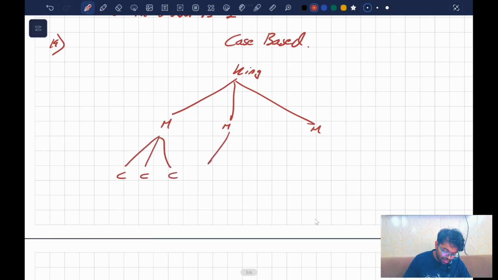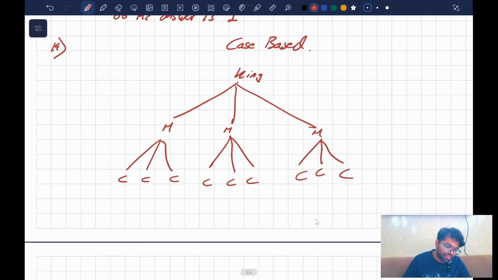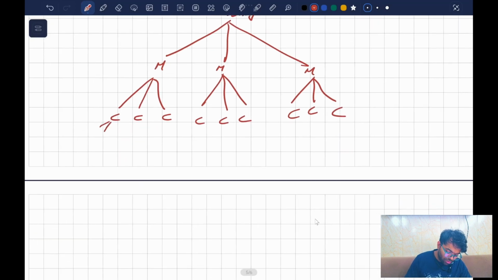Chest, chest, chest, chest, chest, chest, chest, chest, chest. Okay, 3 large chests. Each chest contains 3 medium sized boxes. 1 2 3, 1 2 3, 1 2 3, and so on for every chest. These are medium sized boxes. Each chest contains 3 medium sized boxes.